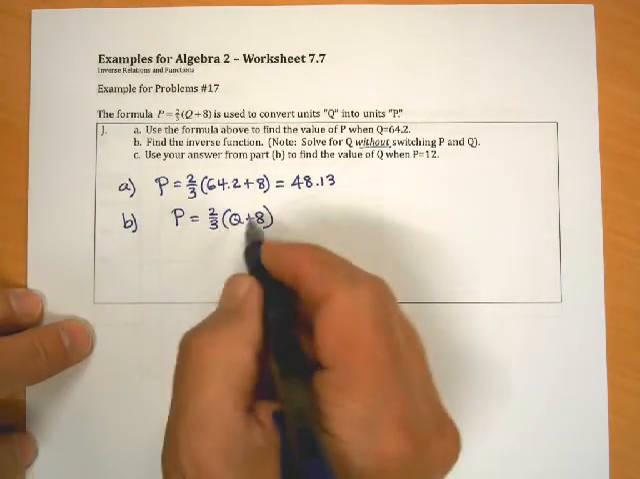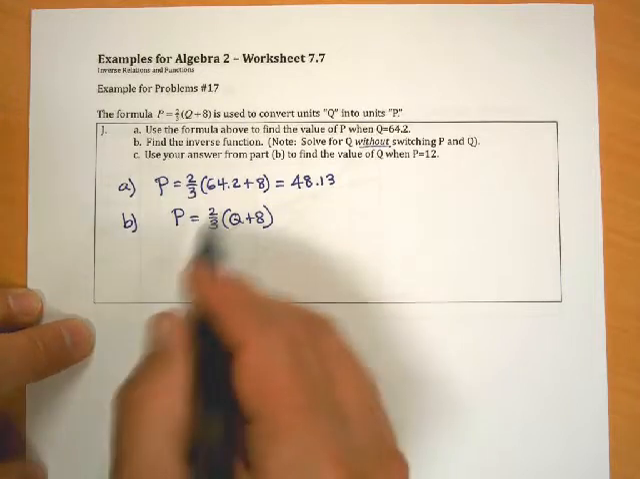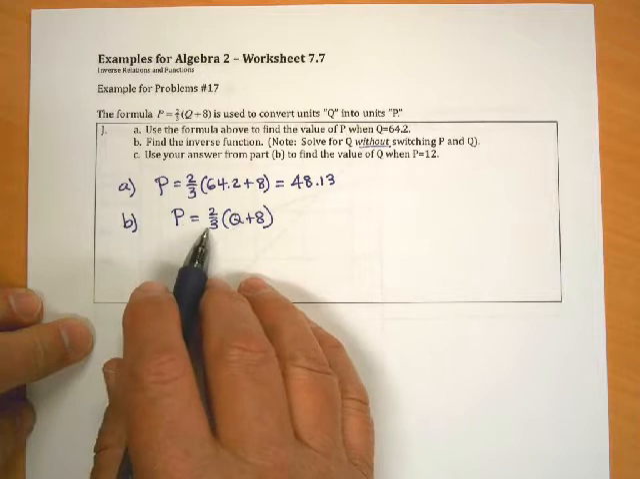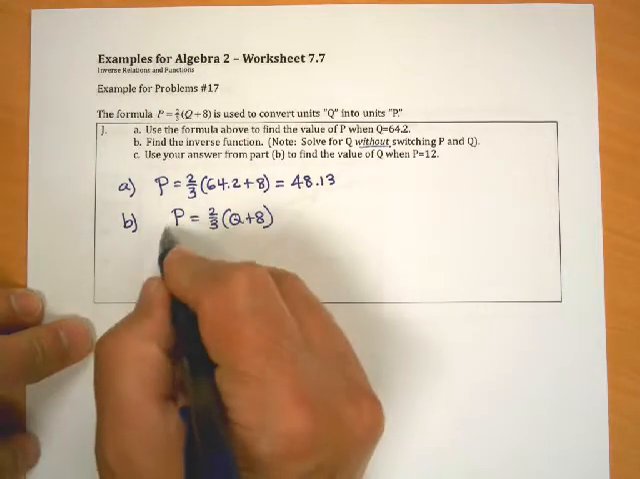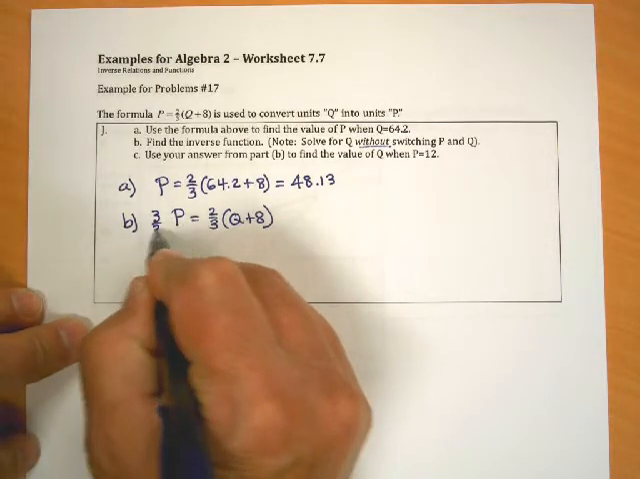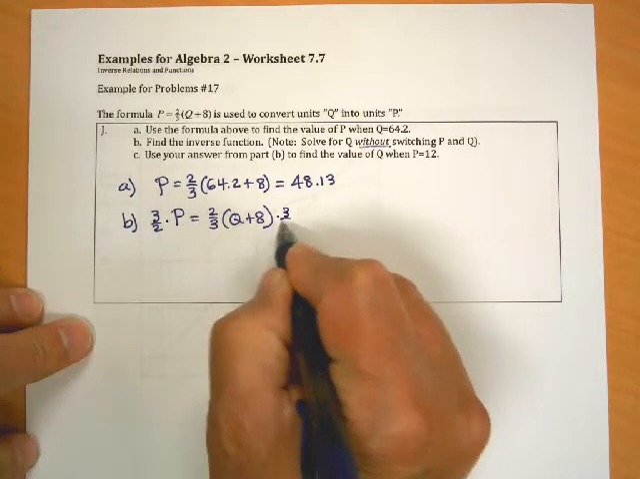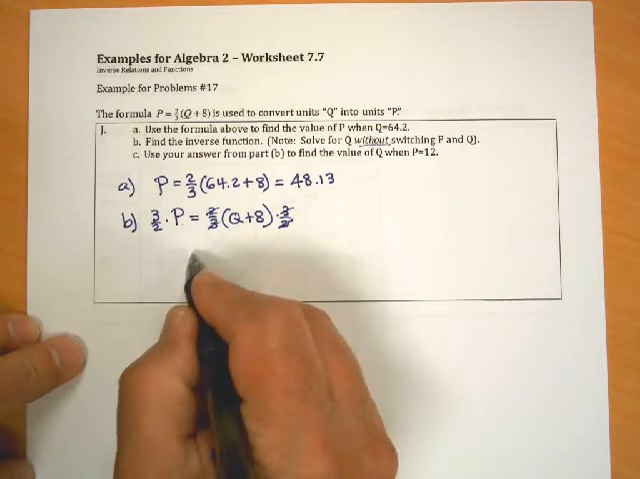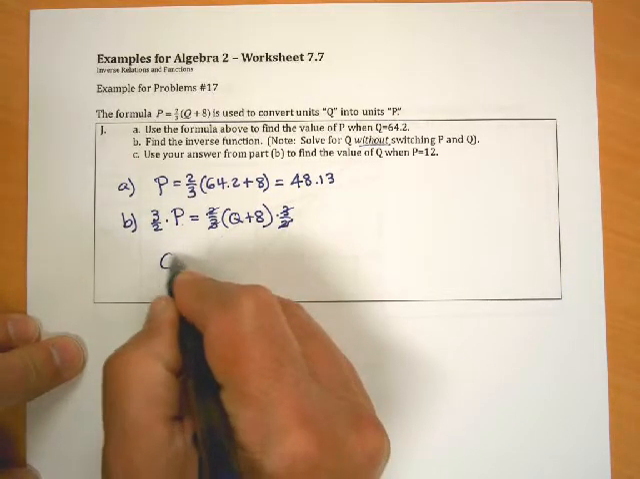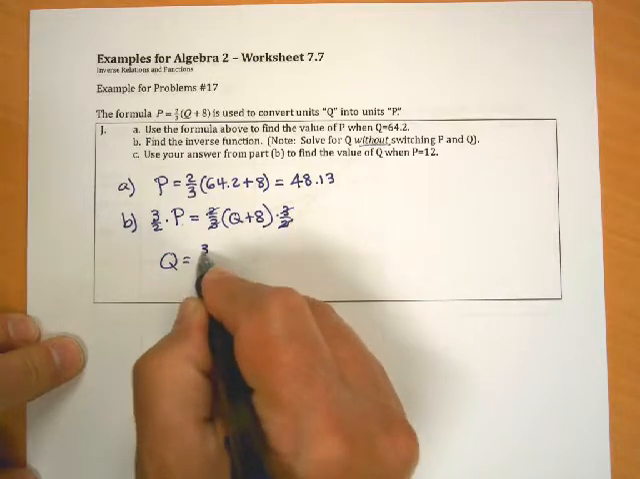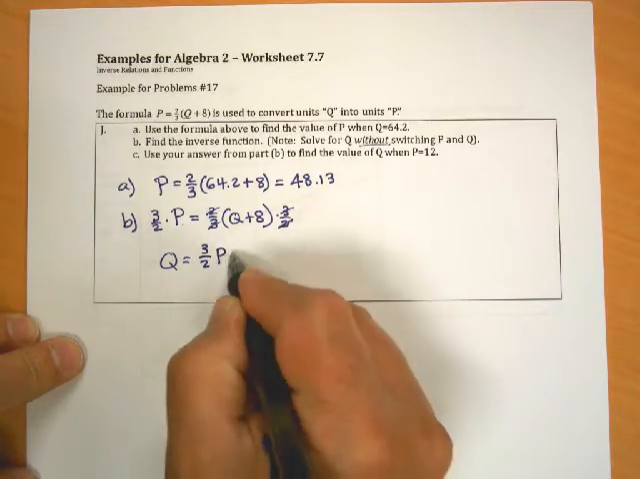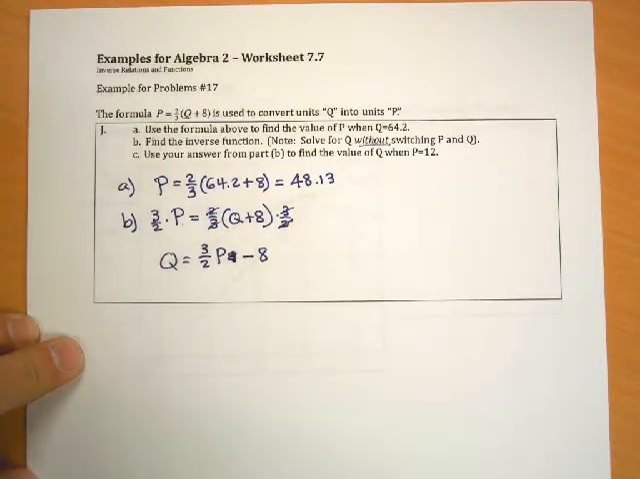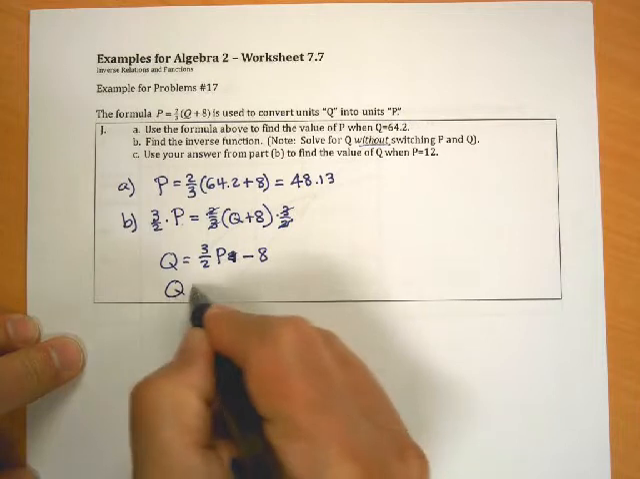So the first thing I got to do is get rid of the stuff on the outside. Adding 8 is a higher priority here because of the parentheses than multiplying by 2/3. So what I'm going to do here is multiply by the reciprocal on both sides. And that cancels this off. And then I simply subtract 8 from both sides. So I'm going to get 3/2 P minus 8. I need to put minus 8 there. I was going to put plus 8. Okay, let me clean it up. This is what it should look like.